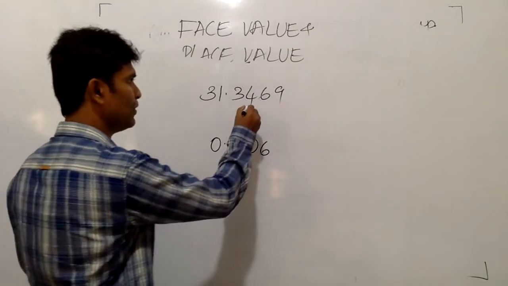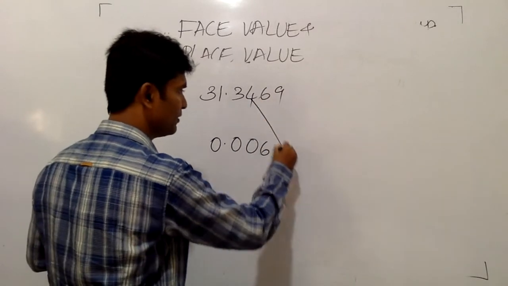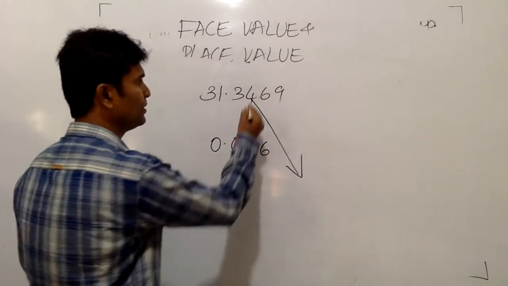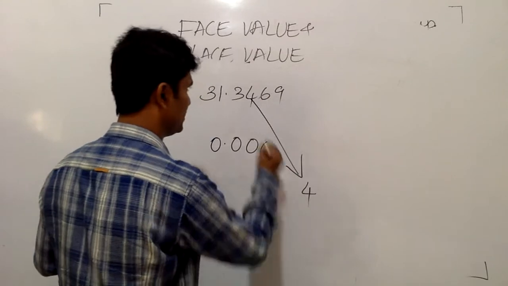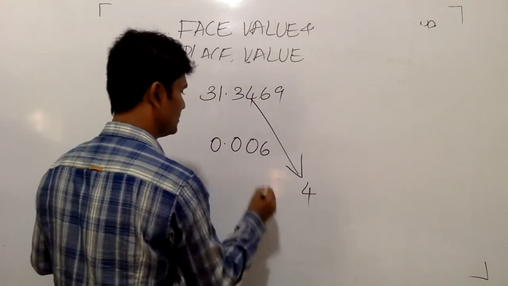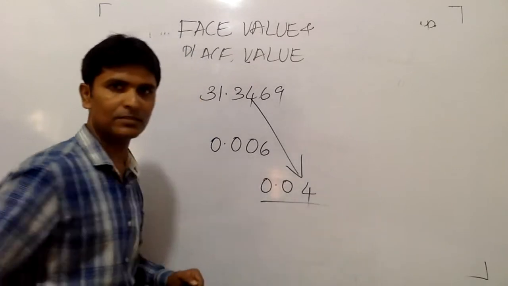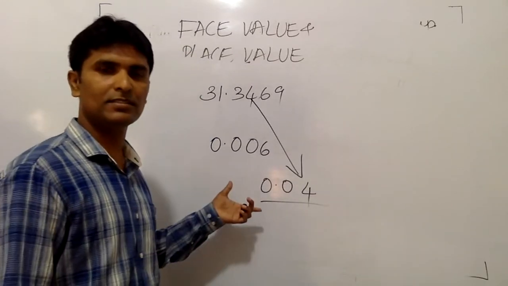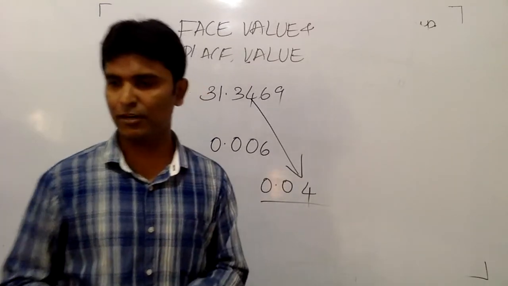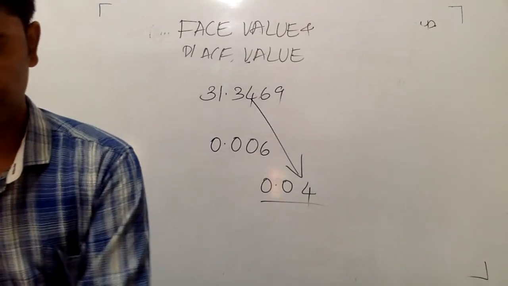If they ask what is the place value of 4, what should I do? See, I write 4 here, then this is 0.04. That's all. 0.04 is the place value. Okay, let us solve some problems.